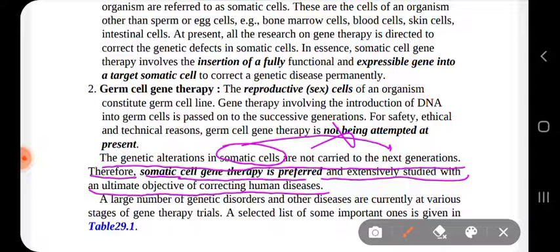Suppose some patient has a serious genetic defect in their somatic cells, and it may pass to the next generation if it is not rectified. We may cure that genetic defect in that patient, but as we have cured the disease in the somatic cell, it will not be passed to the next generation, because it is remaining in that somatic cell only. It is not passed to the germ cells. So in the next progeny, that disease may occur again.